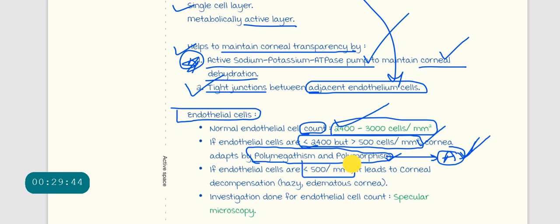The next point is, how will we count the endothelium? This is done by specular microscopy. Very important, students. So that was all about the cornea. Now in the next lecture we are going to study about the sclera.